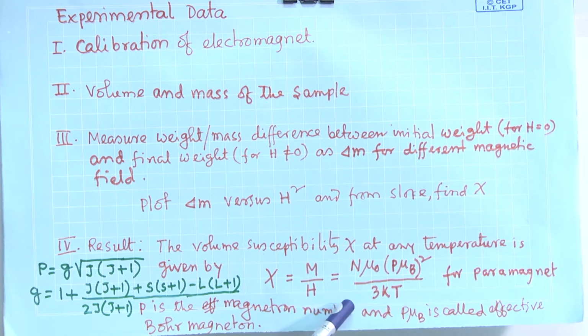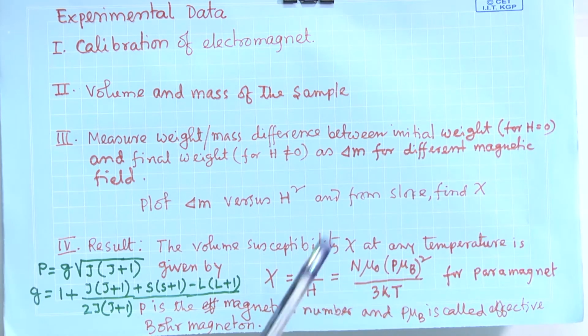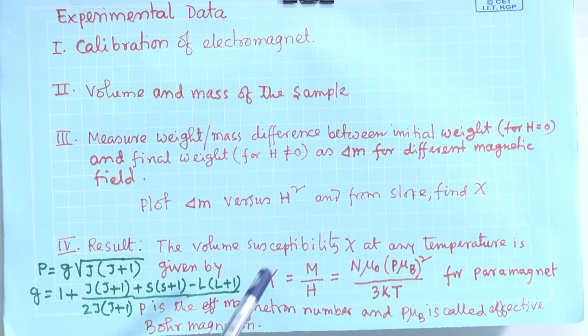So, if I know this chi and the Avogadro number, mu 0, and mu B, the Bohr magneton, are also known, then we can find out this P for this material, the Bohr magneton number. And one can compare it with the theoretical value of P.